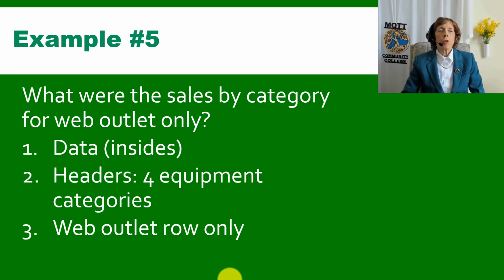Number five, what were the sales, again, not totals, but the insides, by category for the web outlet only. So we're going to have the category names across the top, and then we'll select the web outlet at the bottom. Not the totals, but the row of the web outlet. Sales by category for the web outlet.